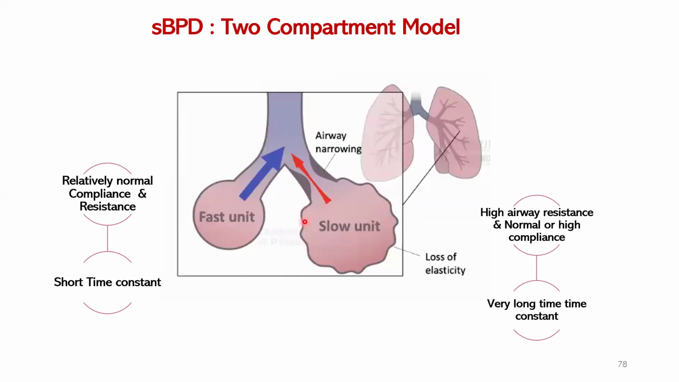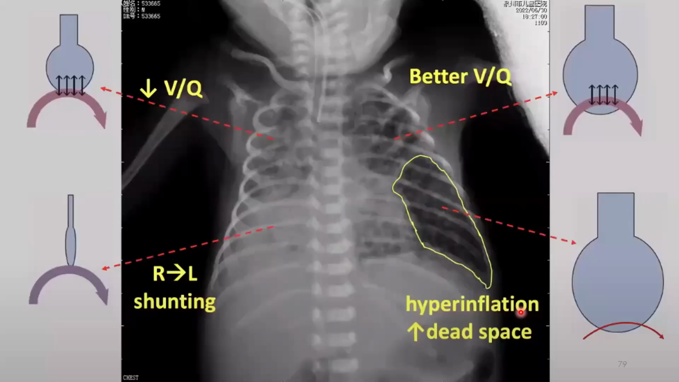But those alveoli that are over-distended have a loss of elasticity. That means the resistance will be high, so the time constant is also high. So it's very difficult to ventilate such a baby having different lung pathophysiology in different parts of the lung.